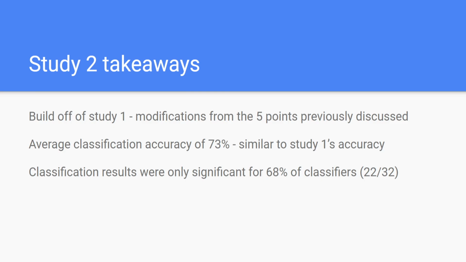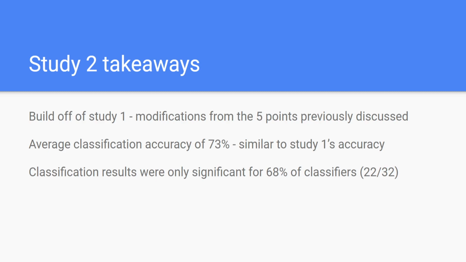And their classification results were only significant for 68% of the classifiers. So they had 32 different classifiers, and only 22 of them ended up having significance in being able to identify high working memory load and low working memory load. So what this tells us is that despite changing the task to be more centralized to these points that they discussed, it didn't really change their results all too much.